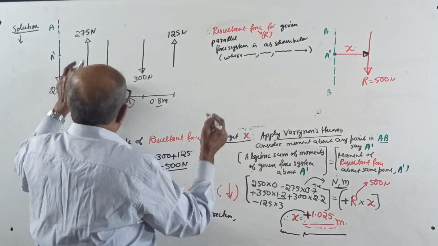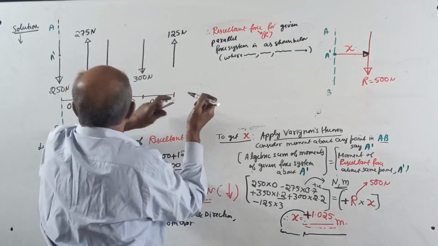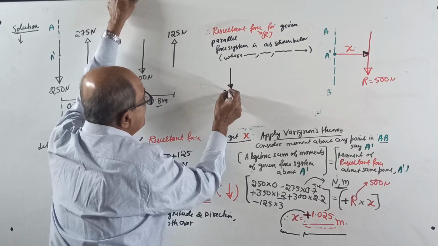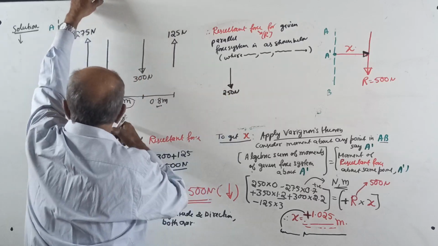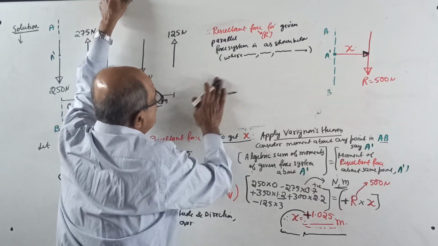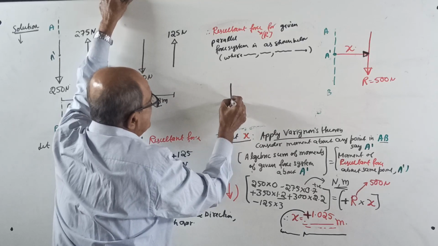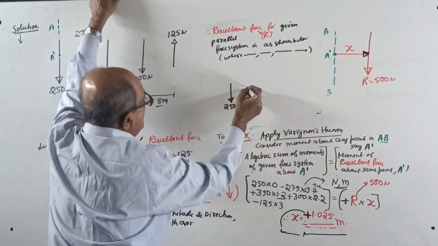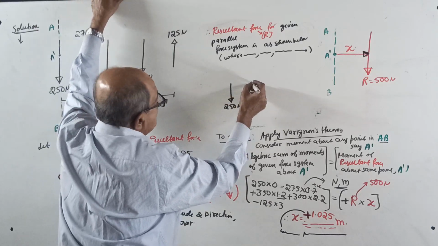For that, do one thing. Write a small sketch. See, 250 Newton here. Write it once again, no problem. 250 Newton. After 0.7 meter, a little down, 275 Newton.